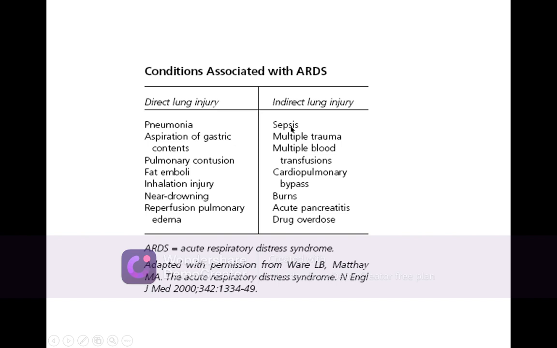Indirect lung injury can be caused by sepsis, multiple trauma, accidents, multiple blood transfusions, cardiopulmonary bypass surgery, burns, acute pancreatitis, drug overdosage, and snake bite poisonings, for example. Other than that, that is called envenomation. In this case, which I am discussing, the aspiration of the gastric content led to the acute type of lung injury, and according to the definition, it is ARDS.